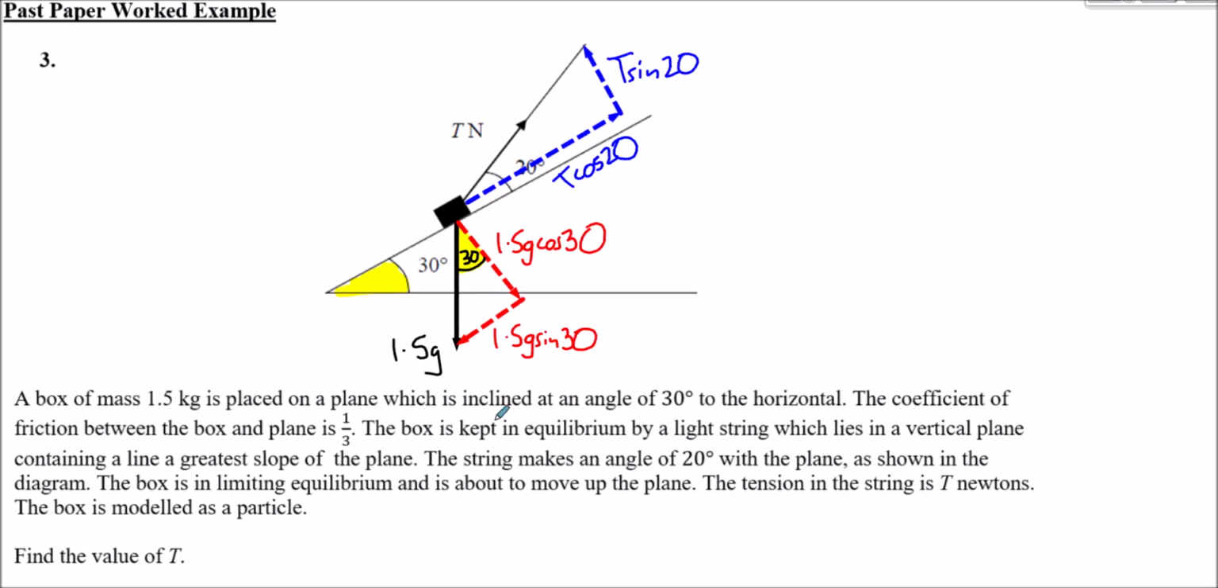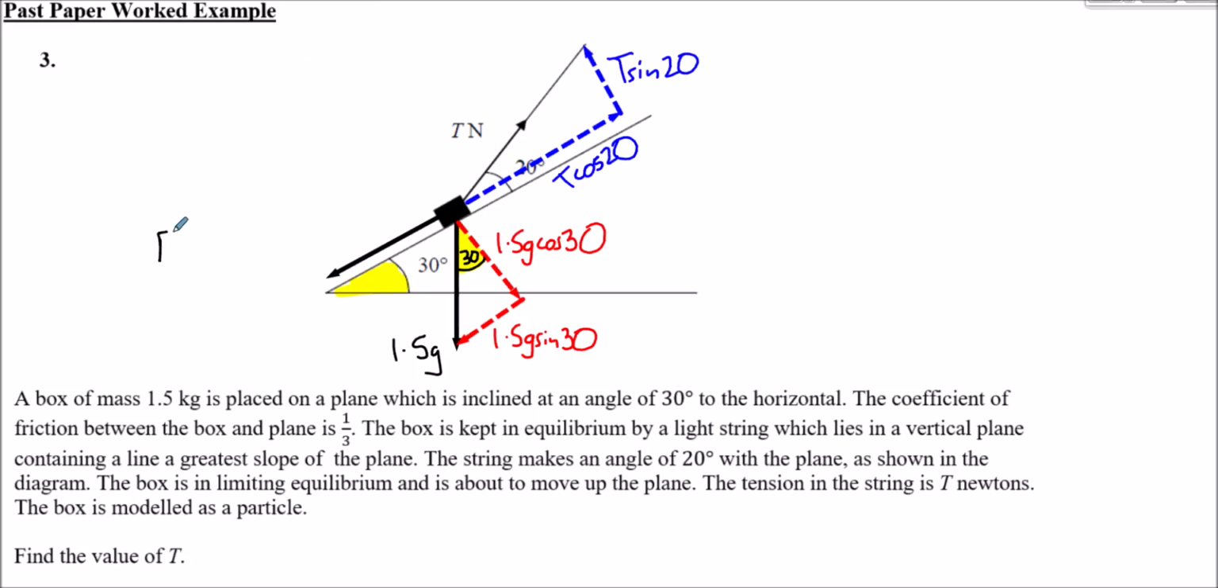Let's carry on reading a bit. Okay, so the box is in limiting equilibrium and is about to move up the plane. If it's in limiting equilibrium, that means the friction will be at the maximum, and it's about to move up the plane. That means that the friction will be acting to resist where the motion is about to happen. So the friction will be acting down the slope here.